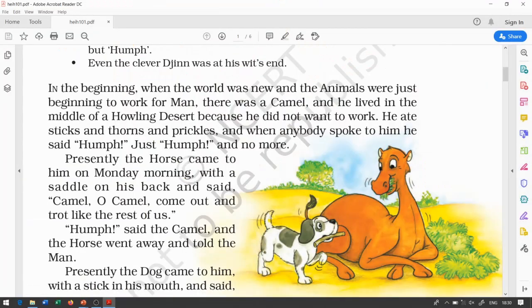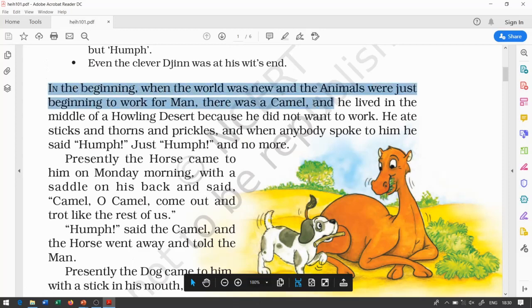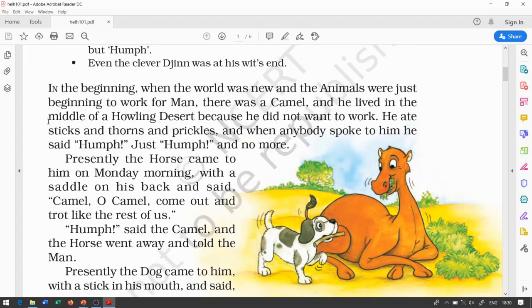In the beginning, when the world was new, so as I told you, this is the story of the beginning where the world was just starting. In the beginning, when the world was new and the animals were just beginning to work for man, there was a camel, and he lived in the middle of a howling desert because he did not want to work. So he used to live in the middle of the desert, and he did not want to work.